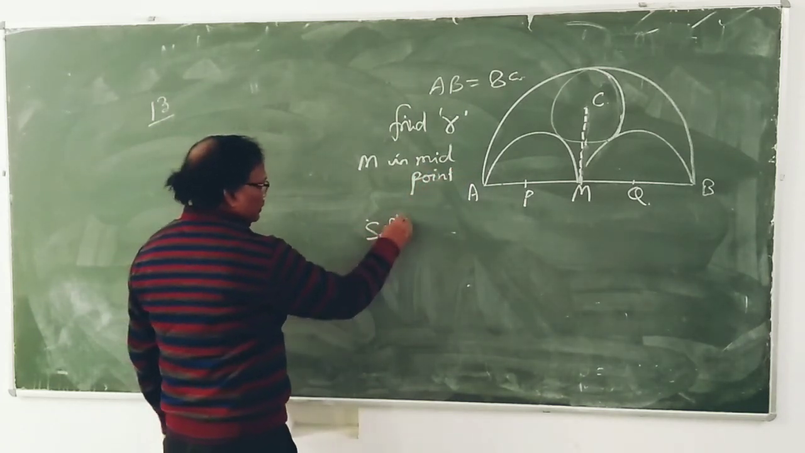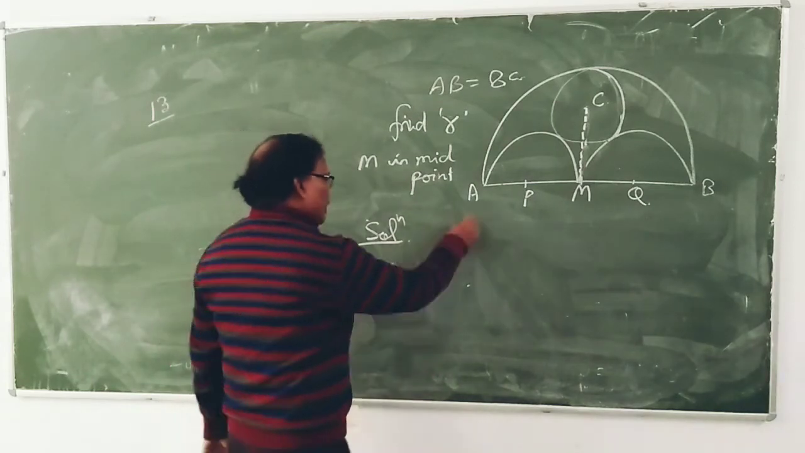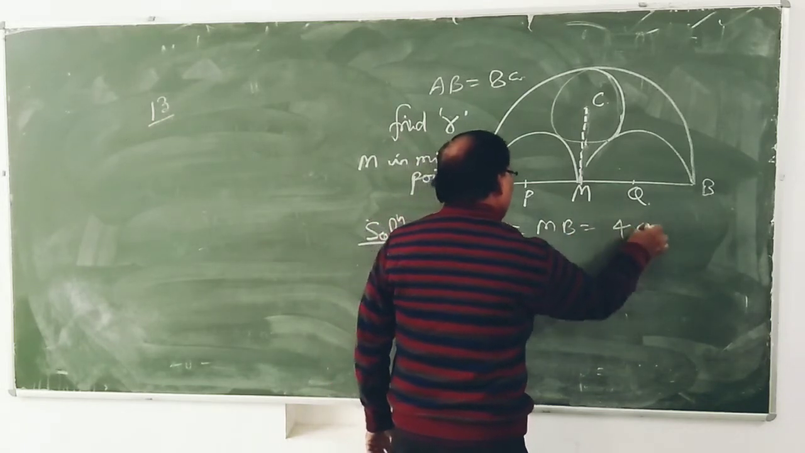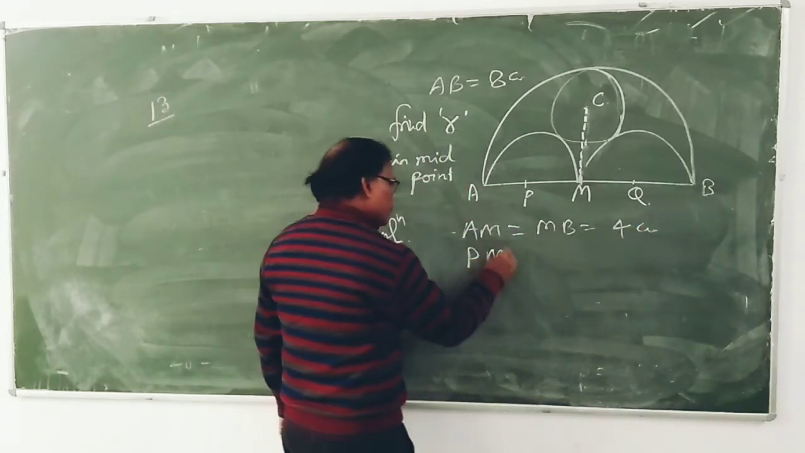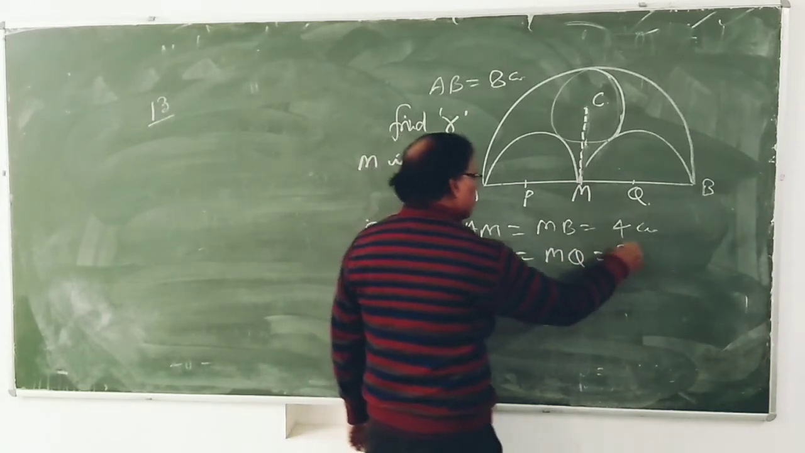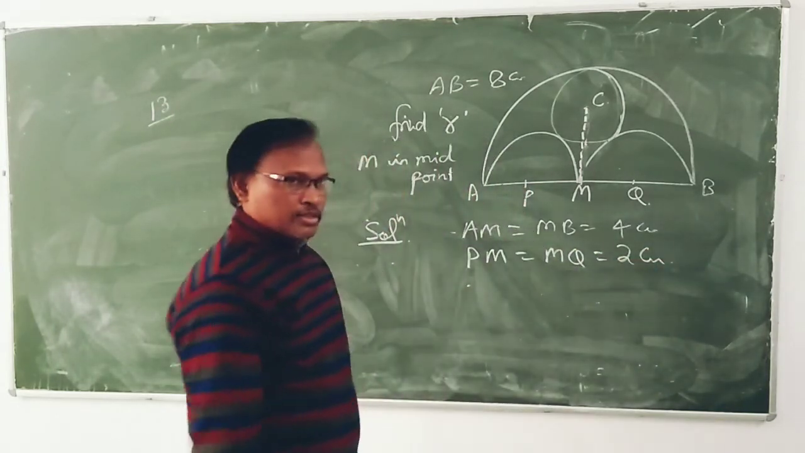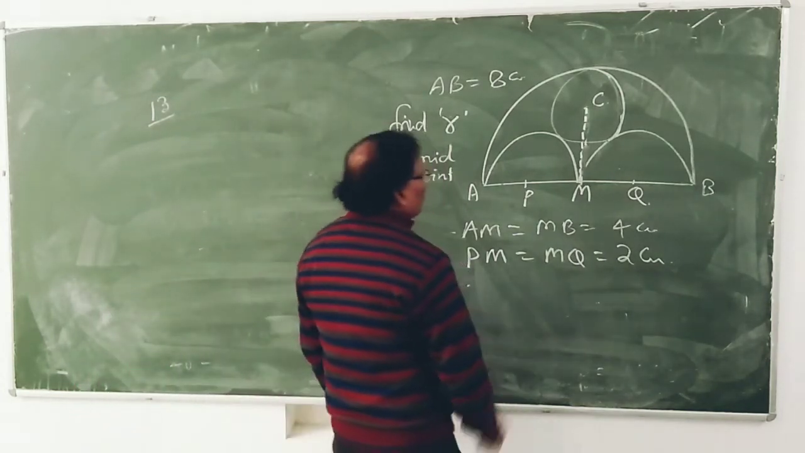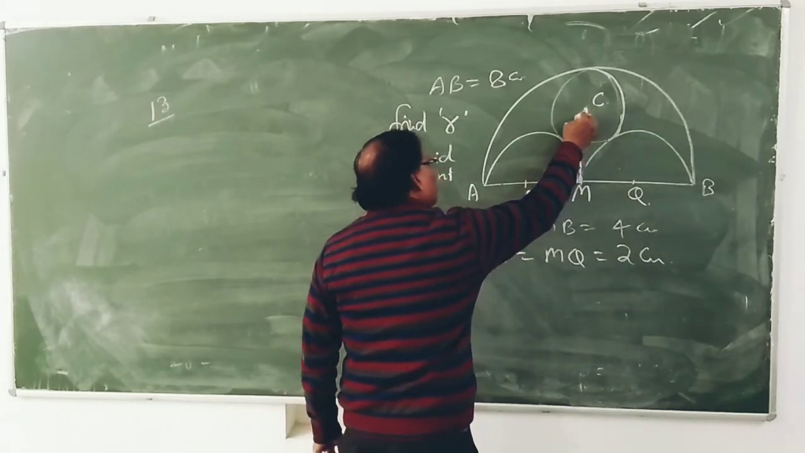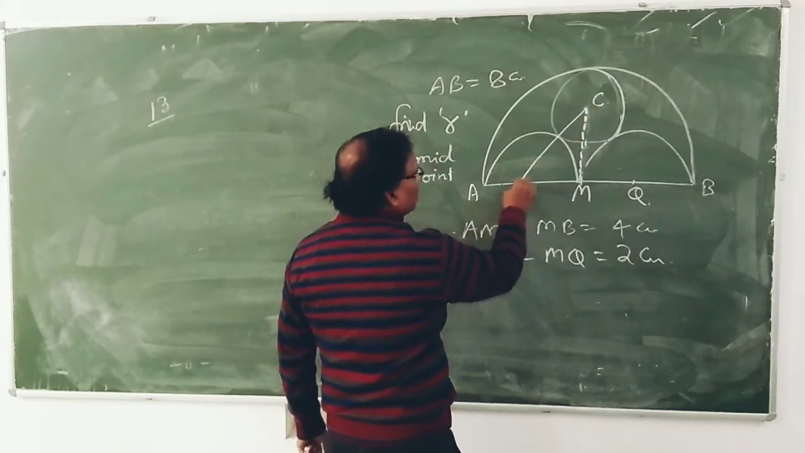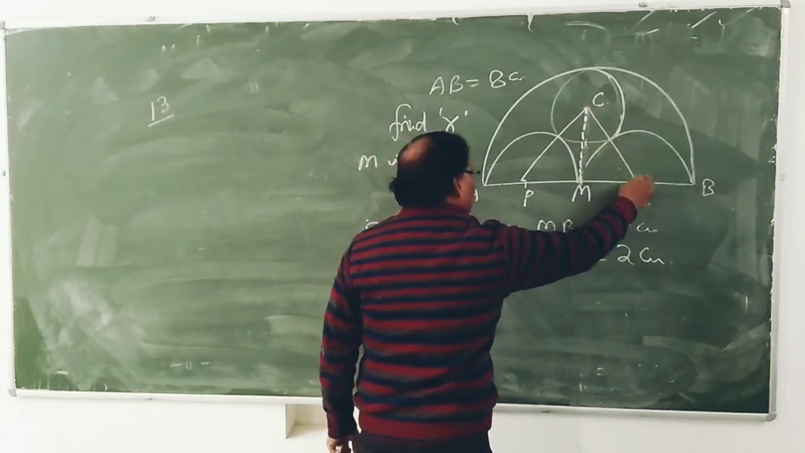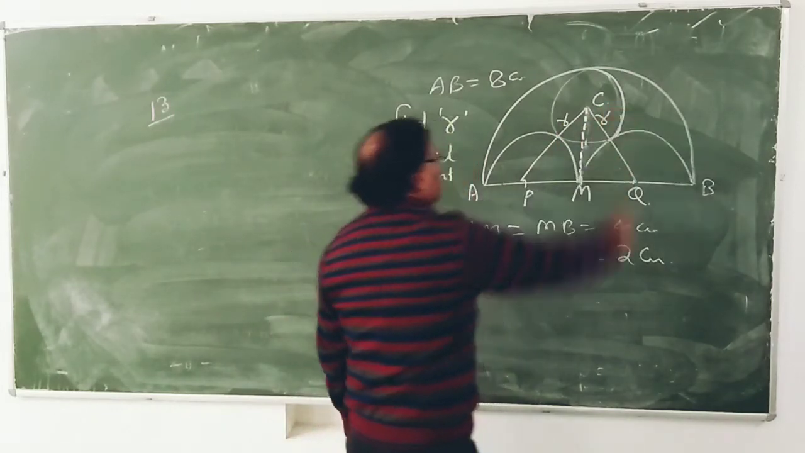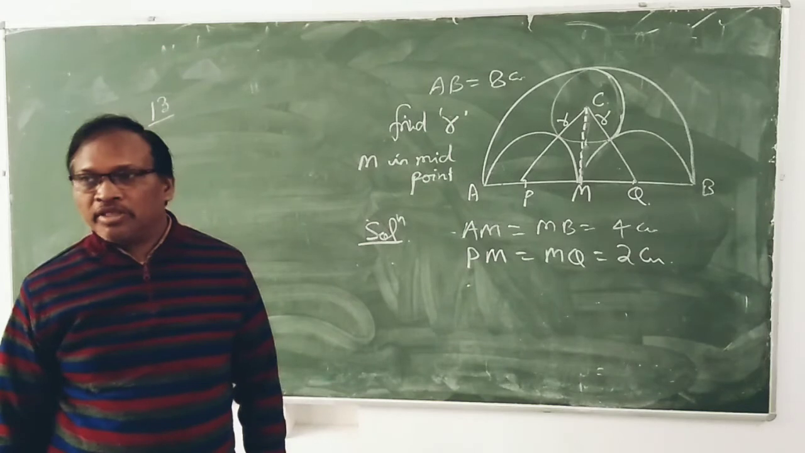How to find the solution? The radius. So AM is equal to, or MB is equal to, and what is PM and MQ is equal to? P and Q are the centers of the semicircles. Then how to find the radius of this? You join this one by this center, and also you can join here. Let the radius of the circle C be R.